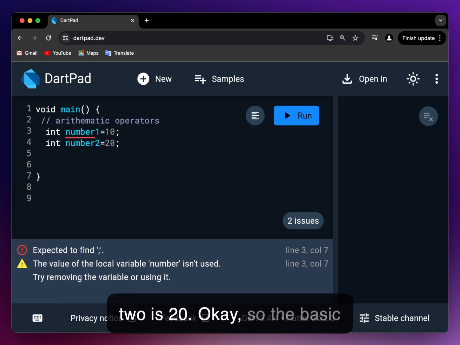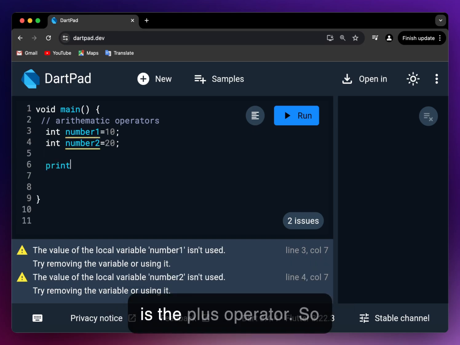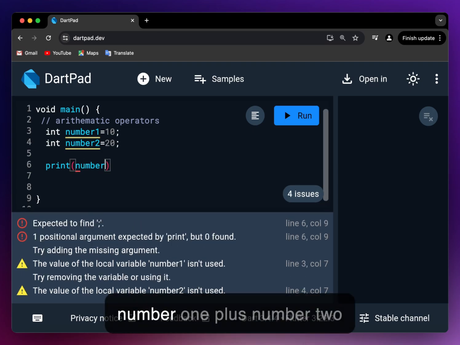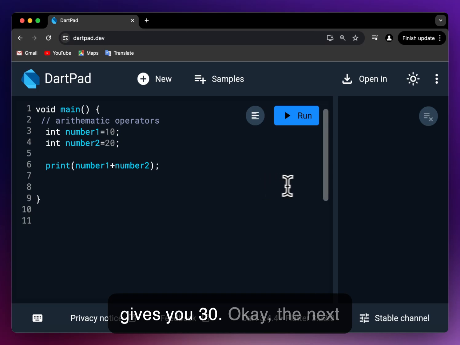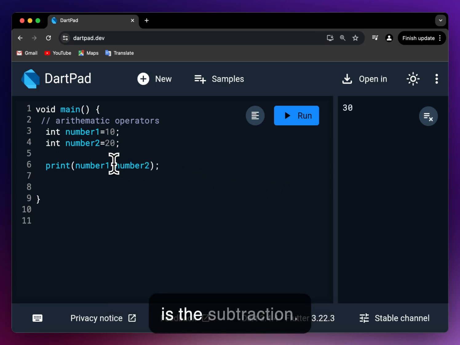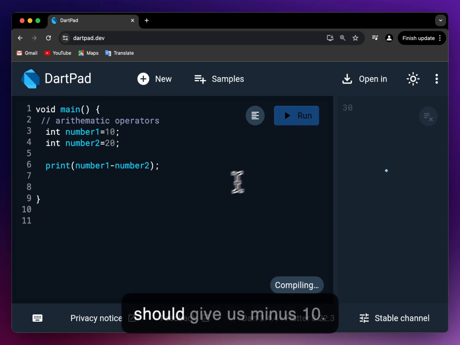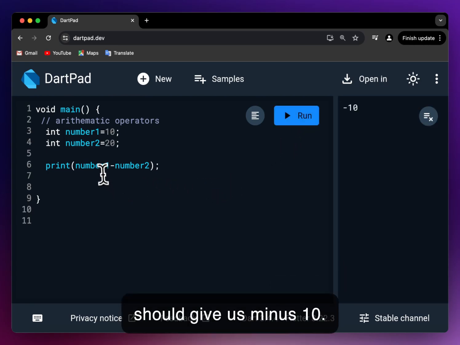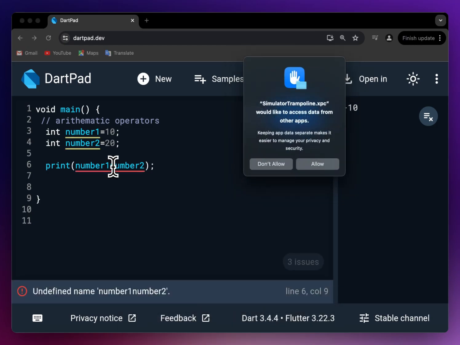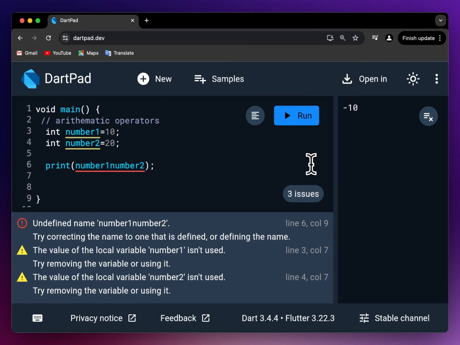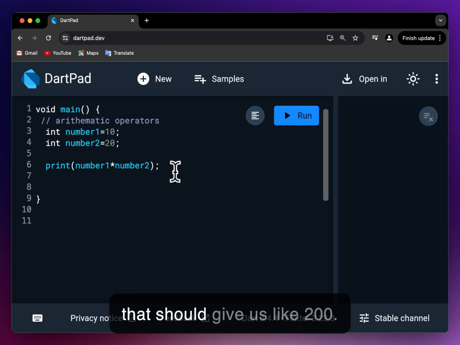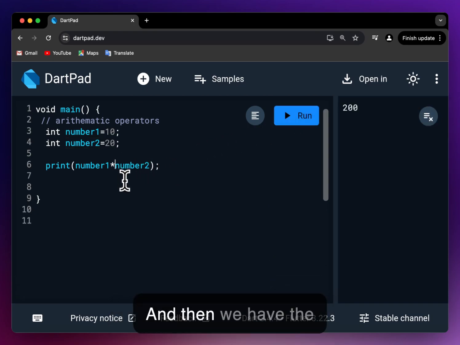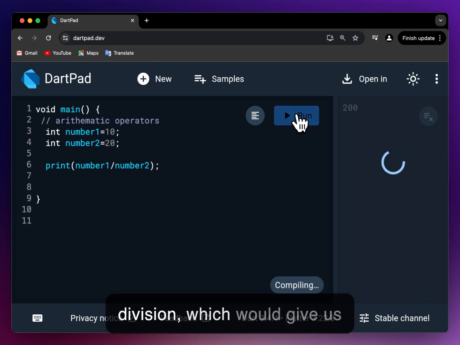Number 2 is 20. Okay, so the basic is the plus operator. So number 1 plus number 2 gives you 30. Okay, the next is the subtraction. It should give us minus 10. Then we have the multiplication, and that should give us like 200. And then we have the division, which would give us 0.5.